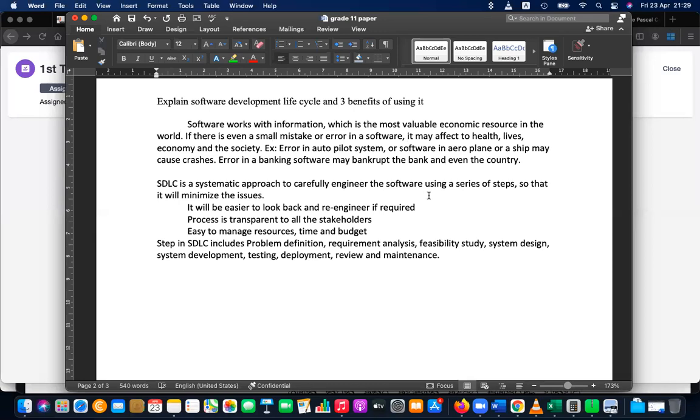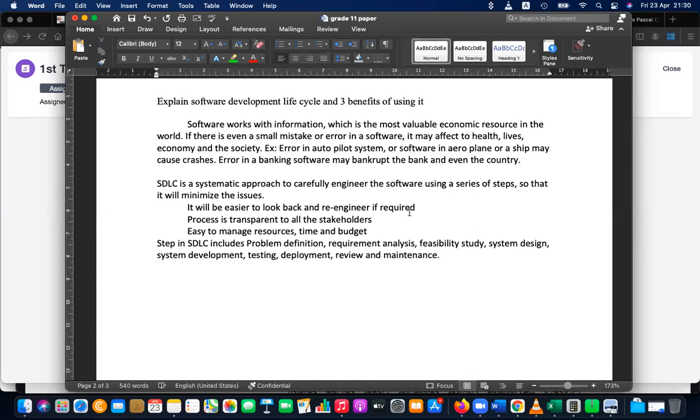Maybe they were with the previous government, the tender was given to someone, now they are not with us. They are not doing the project. That company is not there. So then if they want to change that, if the plan is there, if these steps are there, if requirements are there, if feasibility study is there, if system design is there, then it's easy to look at this and develop.